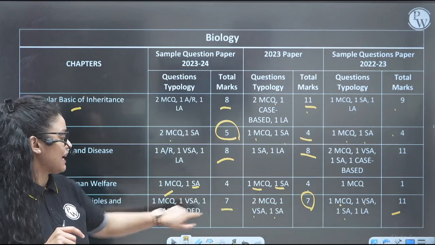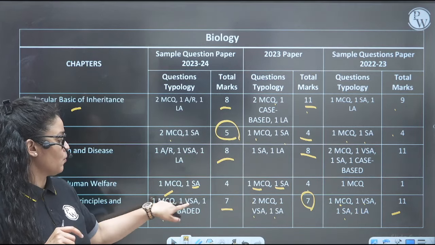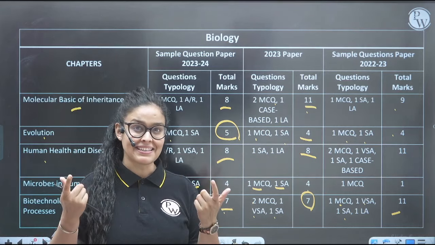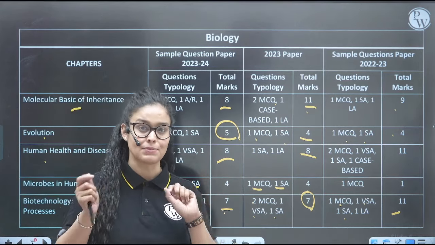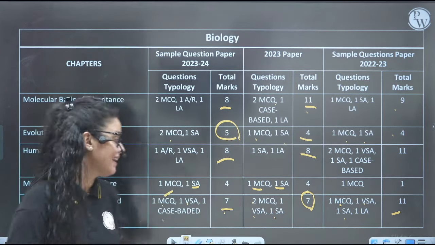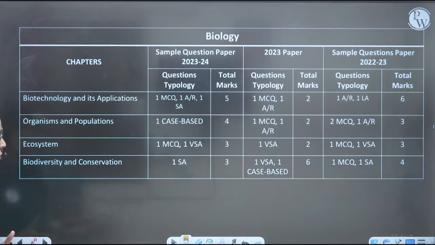Next, this time they have asked 1 case-based study, 1 MCQ, 1 very short answer, 7 marks weightage. So again, imagine plus 3 minus 3 from this chapter. This chapter would be having more weightage this year. Next chapter is biotechnology and its applications.